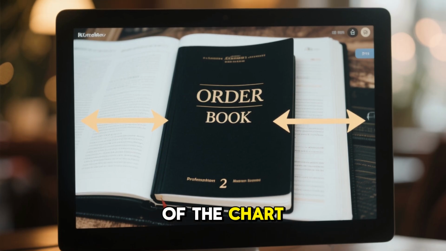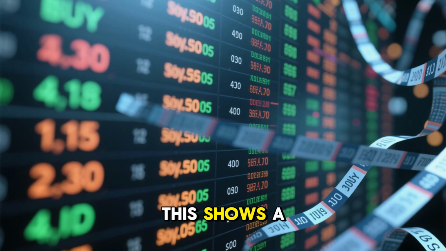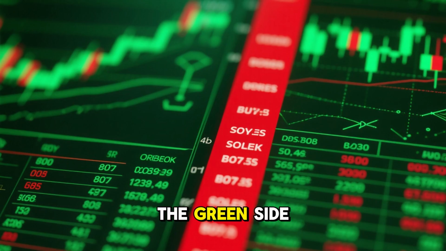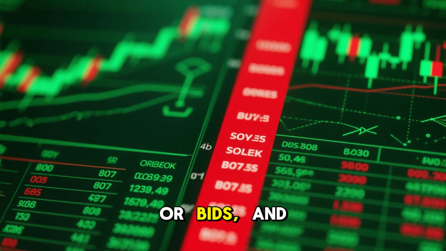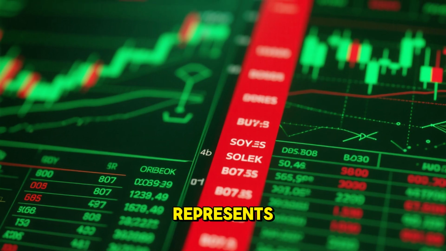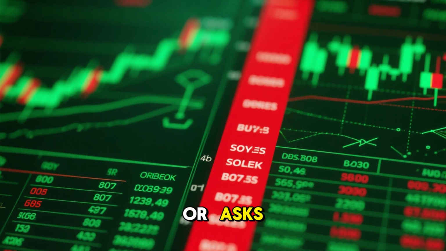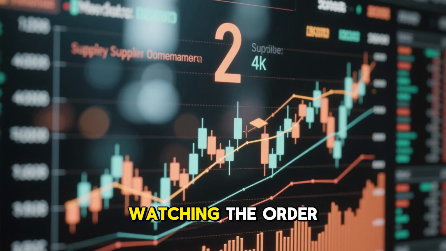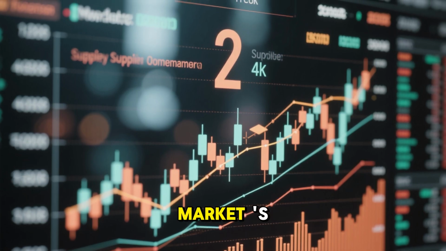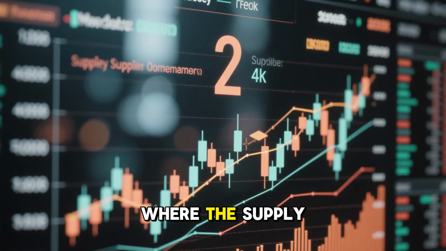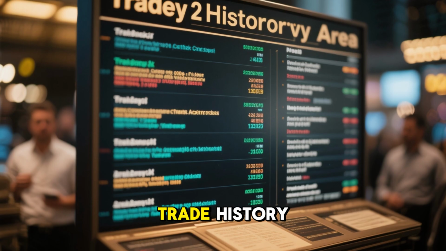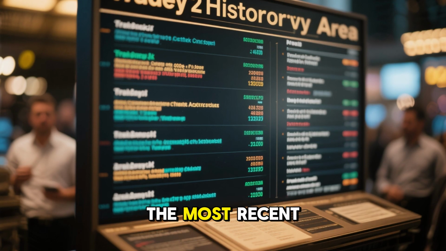To the right of the chart, you'll find the order book. This shows a live list of all the buy and sell orders currently on the market. The green side represents buy orders, or bids, and the red side represents sell orders, or asks. The price in the middle is the last traded price. Watching the order book can give you a feel for the market's immediate sentiment and where the supply and demand are stacking up.